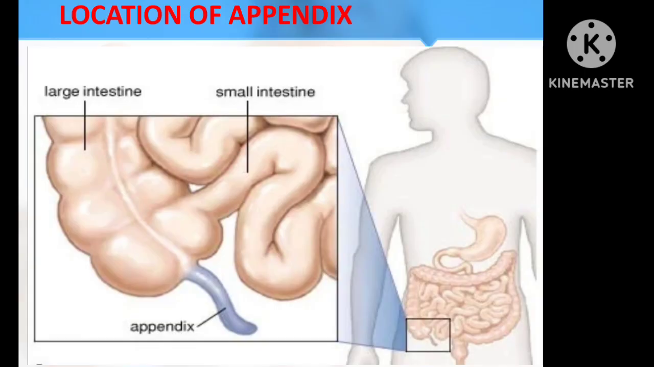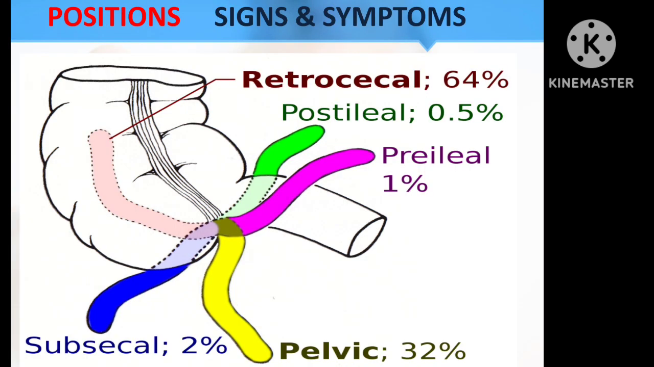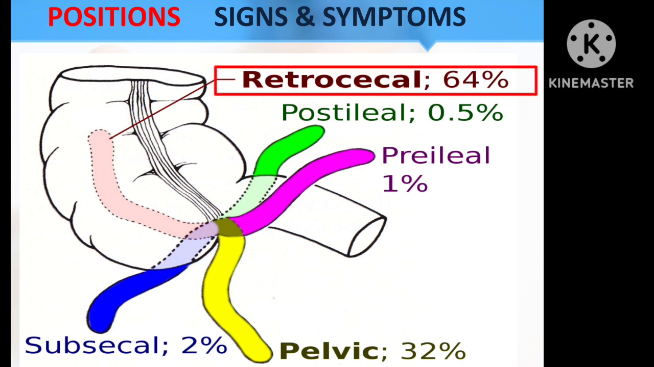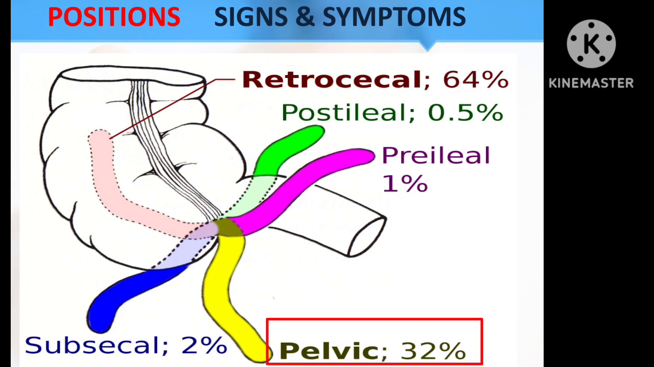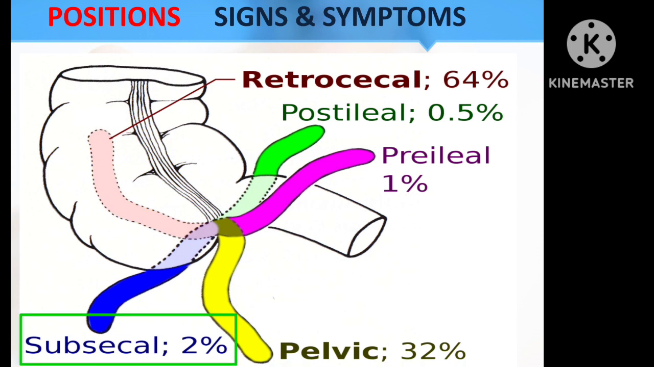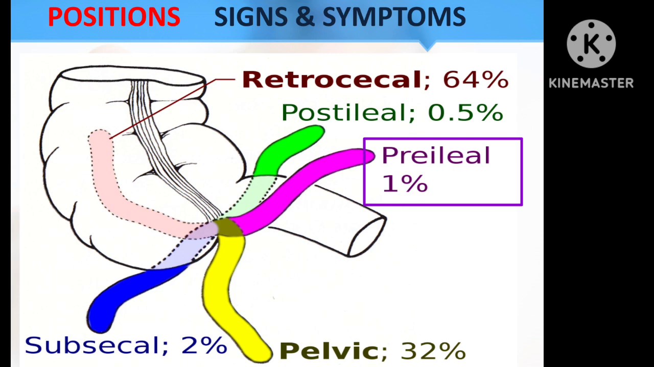The base of the appendix is located 2 cm beneath the ileocecal valve. Knowing the common positions of the appendix helps in timely diagnosis of acute appendicitis. Variable positions of the appendix may mislead diagnosis, resulting in delayed diagnosis and may lead to perforation. The positions of the appendix are: 64% retrocecal, 32% pelvic, 2% subcecal, and 1% preileal.